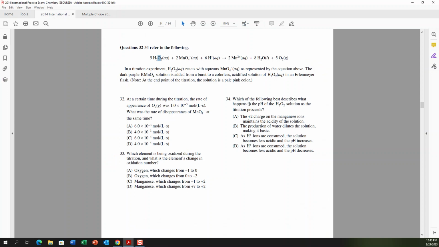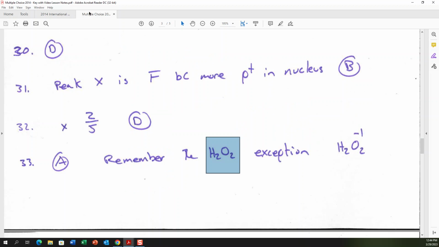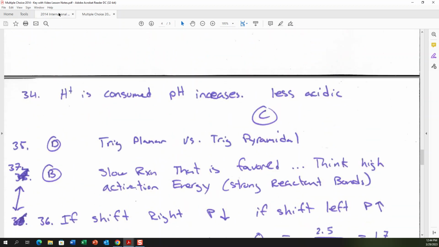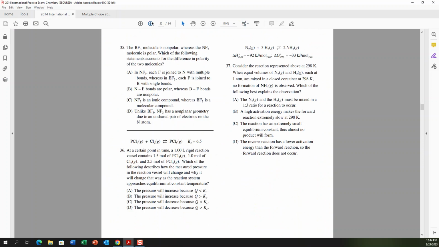Which of the following best describes what happens to the pH of H2O2 solution as the titration proceeds? So here, hydrogen ions are a reactant. As the reaction's proceeding, these are being consumed. So we're going to have less H+ in our solution, so the solution is going to get less acidic. Remember, that means pH increases. So as H+ ions are consumed, pH increases, because that means less acidic, so C. Okay, all right, next one.